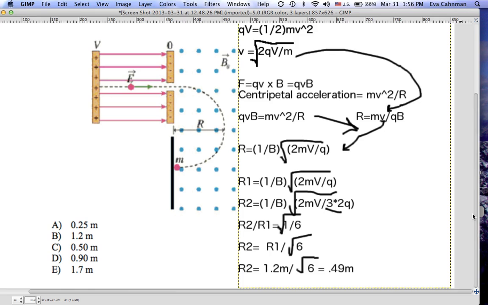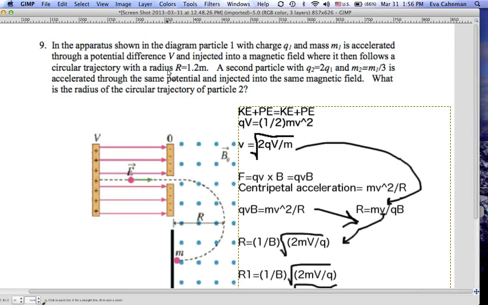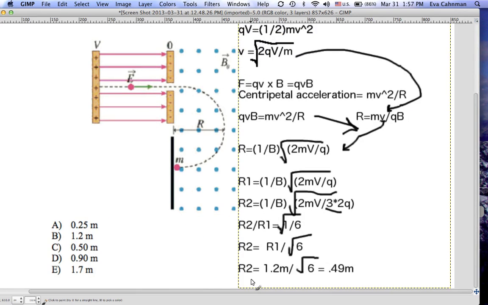And since we see in the top question that r equals 1.2 meters, we see that r2 equals 1.2 meters over square root of 6, which equals 0.49 meters, and that is answer choice C.